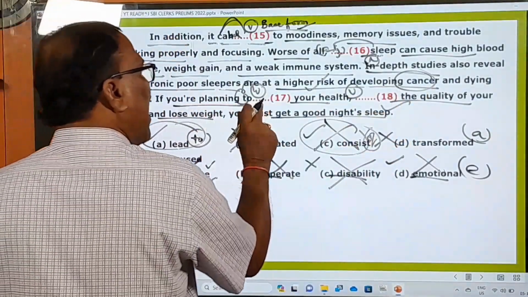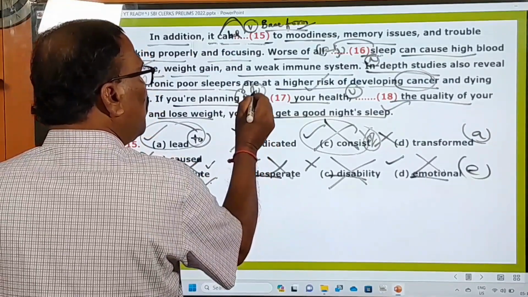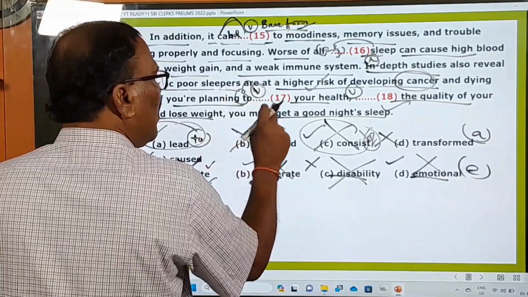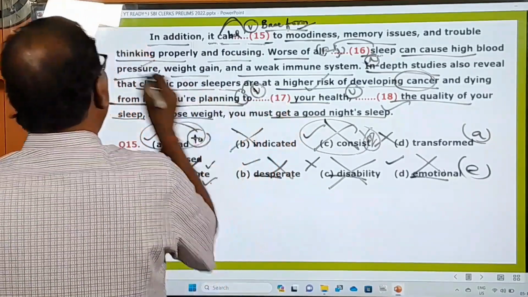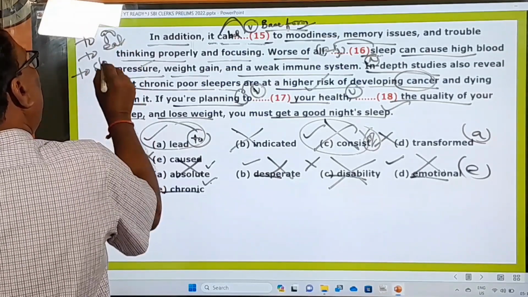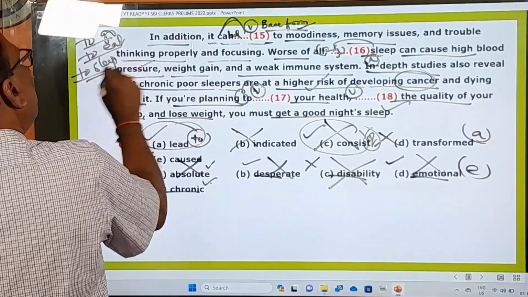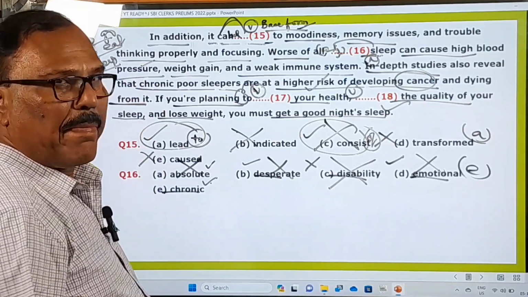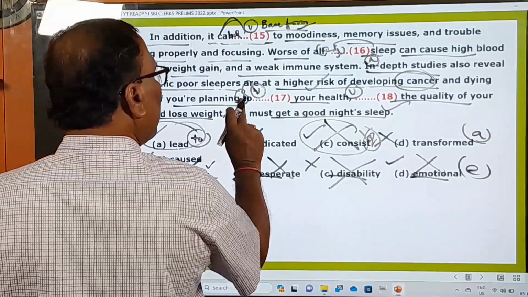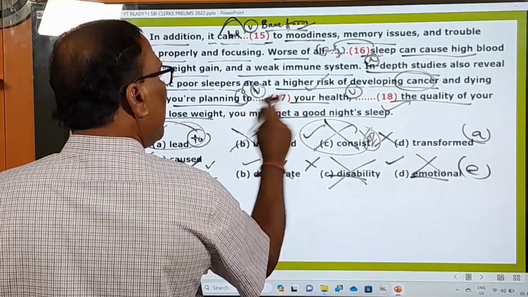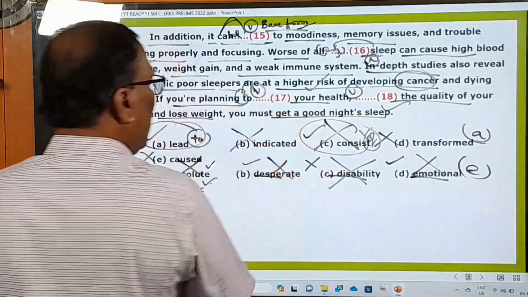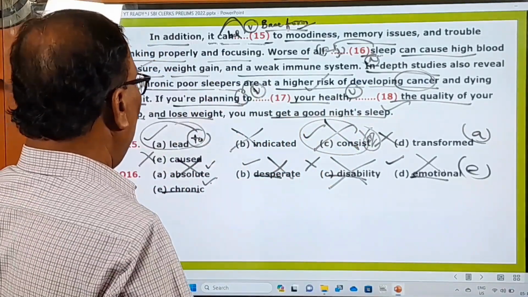If you are planning to dash, already I have told you, after to you must use a verb, a to infinitive. After to, a base form verb is used. See, to go, to eat, to sleep, whatever it is, these are called to infinitives. To plus a base form verb is called a to infinitive. So to is given here, so there must be used a base form verb. Here also automatically a base form verb is used. So let us answer this 17th blank.